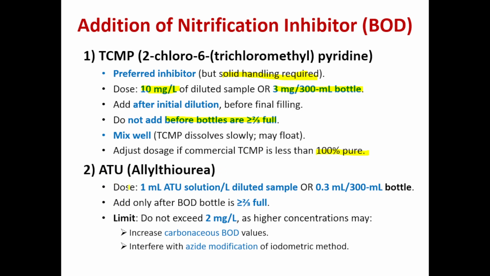In case of ATU, we need to add 1 ml ATU solution per liter of dilution water or 0.3 ml per 300 ml bottle. Add only after the BOD bottle is more than two-thirds full. Limit: don't exceed 2 mg per liter, as high concentration may increase carbonaceous BOD and interfere with the azide modification test.